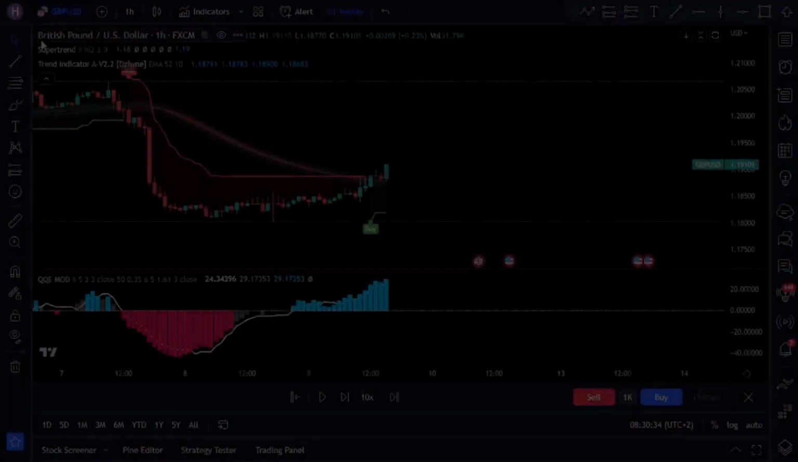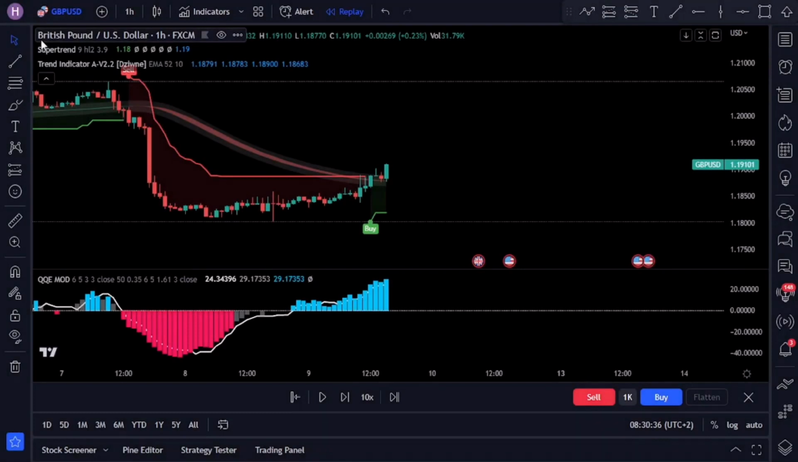Next, let's take a look at a long or buy position. On the chart, now we've got the GBP/USD on the hourly time frame. Firstly, the Supertrend indicator has to give you a long or buy signal. Then we wait until the market forms a bullish candle and the color of the trend indicator changes to green. Lastly, check the QQE mod to see if we have enough momentum for the prevailing trend to happen.